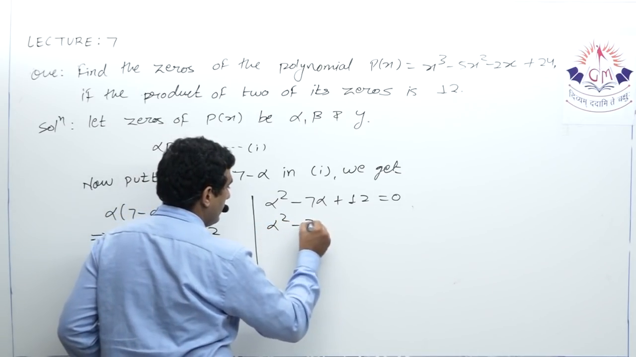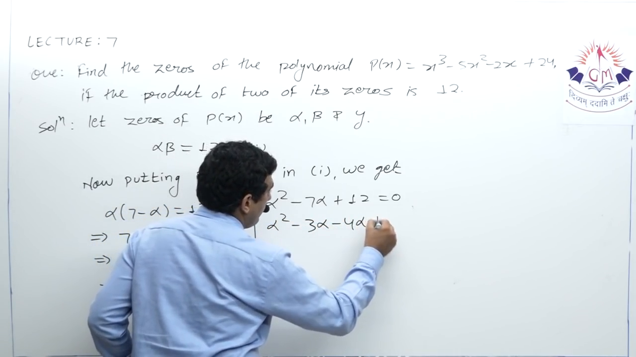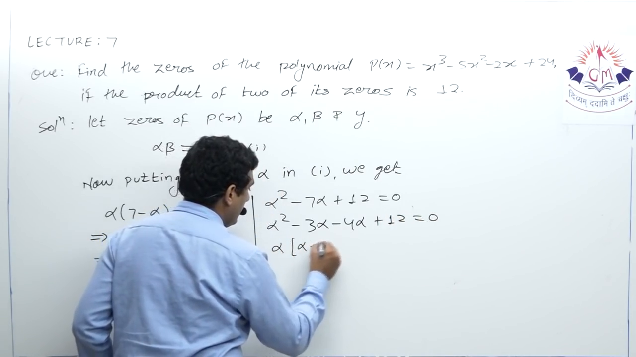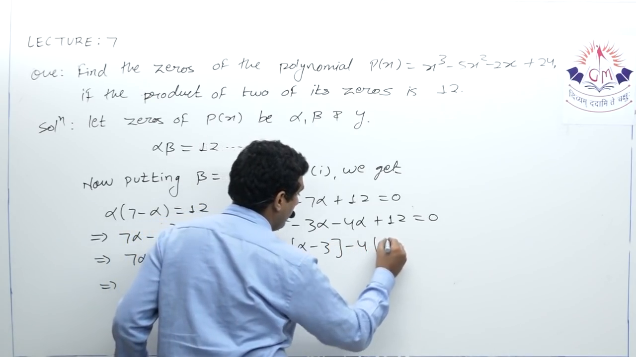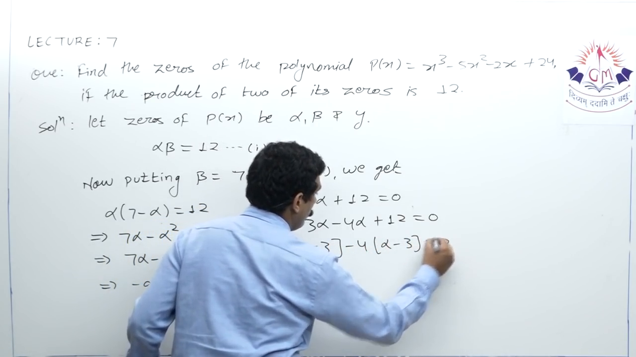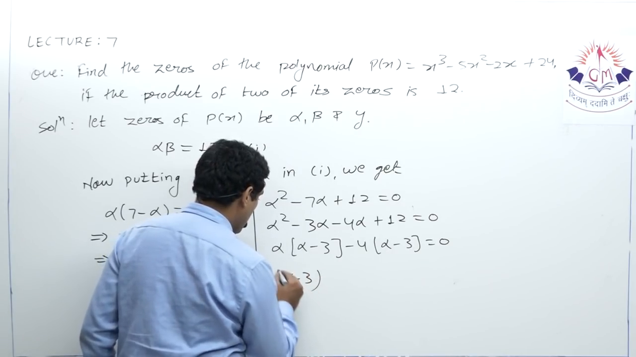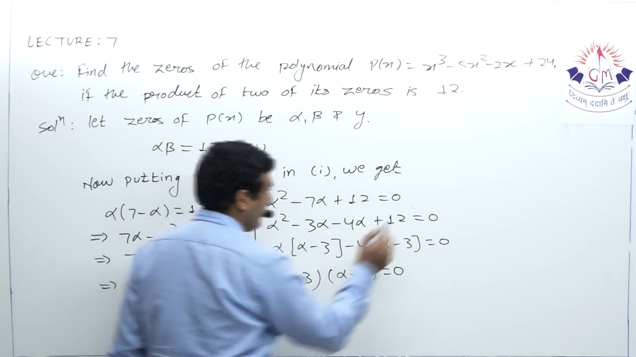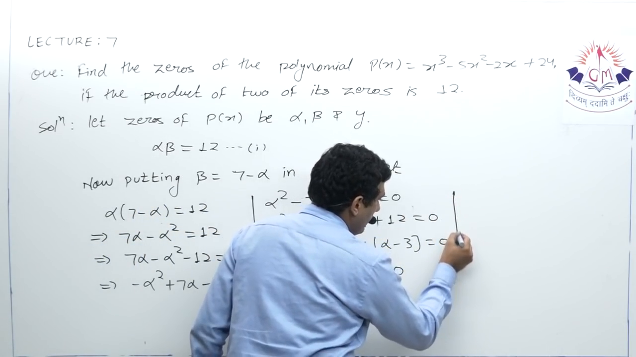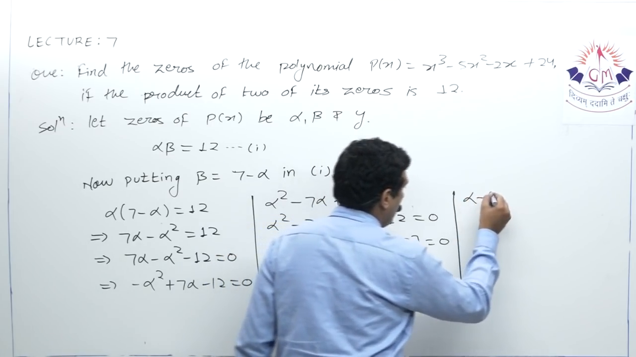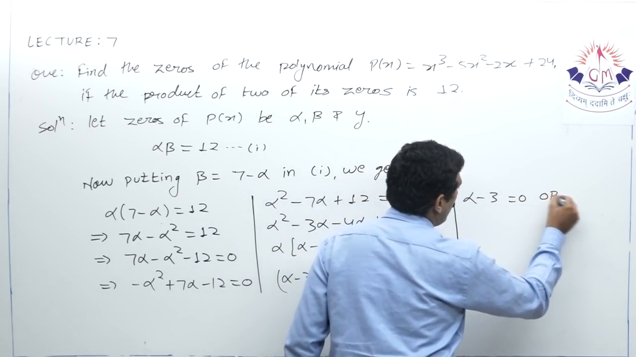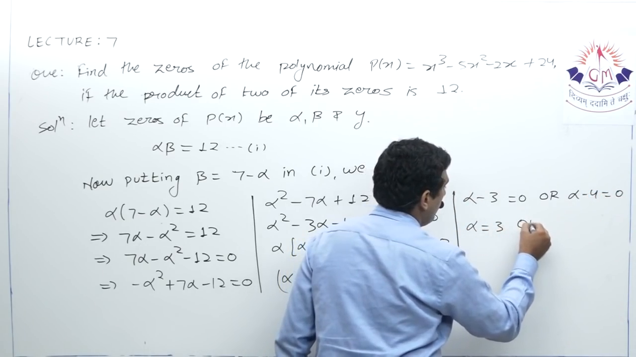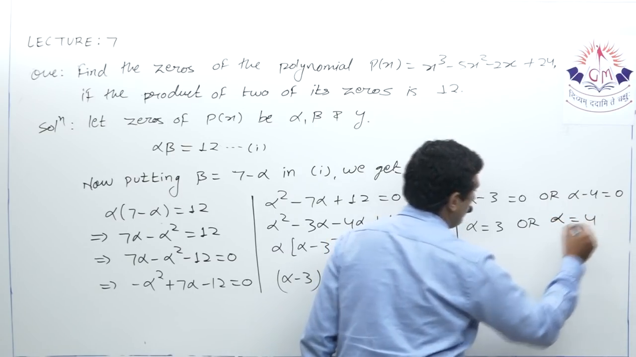Now alpha square minus 3 alpha minus 4 alpha plus 12 equal to 0. On taking alpha common, I'll get alpha into alpha minus 3 minus 4 into alpha minus 3 is equal to 0. So alpha minus 3 into alpha minus 4 is equal to 0. So we know how to solve this. So here now alpha minus 3 equal to 0 or alpha minus 4 equal to 0. So alpha is equal to 3 or alpha is equal to 4.